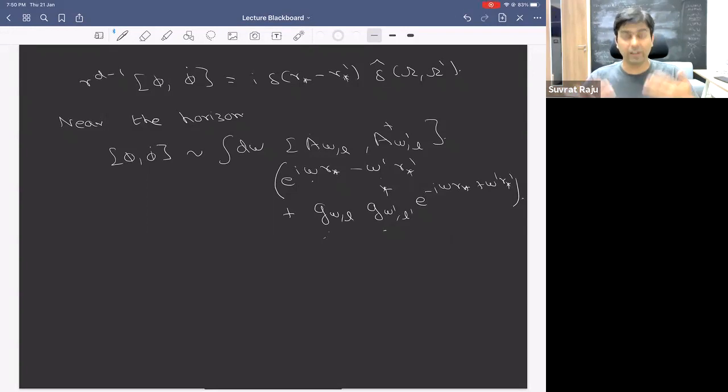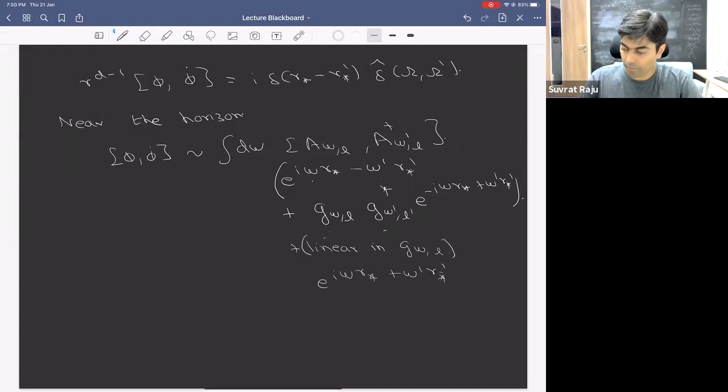And then you have some additional terms which are linear in g omega L. But these terms multiply something that looks like e to the i omega r star plus omega prime r star prime. Do you see this form? You have some expression which looks like e to the i omega r star plus g omega L into e to the minus i omega r star. You multiply two of those terms together, you'll get four terms. Of those four terms, here's one, here's the second, and then there are two more terms which are linear in g omega L, which multiply something like this.